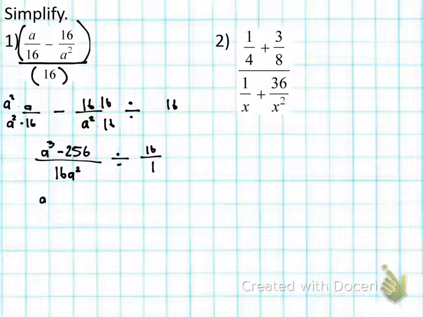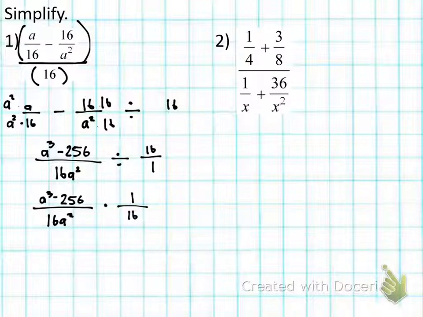Now I'm going to rewrite this as multiplying by the reciprocal. We get a cubed minus 256 all over 16a squared, times the reciprocal, 1/16. I'm going to ask myself if I could simplify anything here. A cubed minus 256, I can't simplify this. A cubed is a perfect cube, but 256 is a perfect square, so I can't really factor that. 16a squared, I can't factor with anything in the numerator or this other numerator, and 16 I can't either.